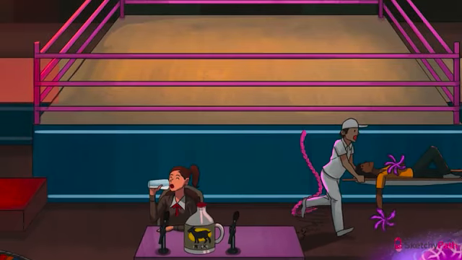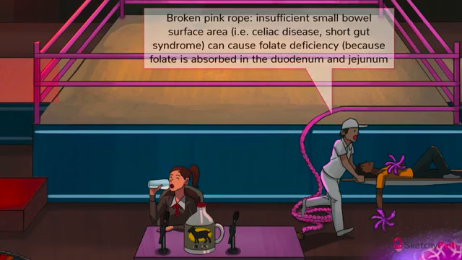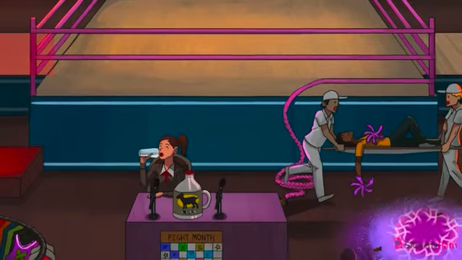Also, you see that intestinal-looking rope falling from the ring? Once folate is inside the GI tract, it's enzymatically converted to an absorbable form and actively taken up by the duodenum and jejunum. Because the primary site of absorption is the small bowel, processes that decrease the amount of surface area for absorption, such as celiac disease or short gut syndrome, can lead to deficient uptake and megaloblastic anemia.